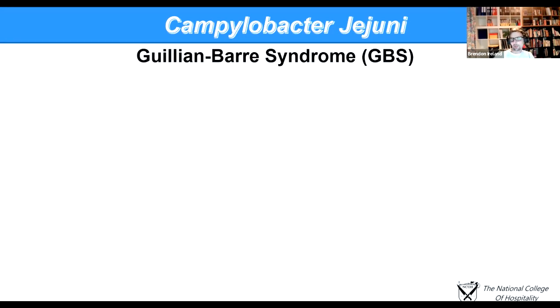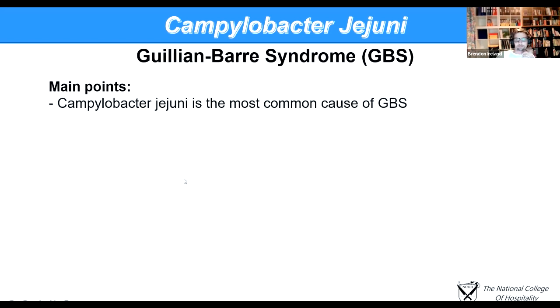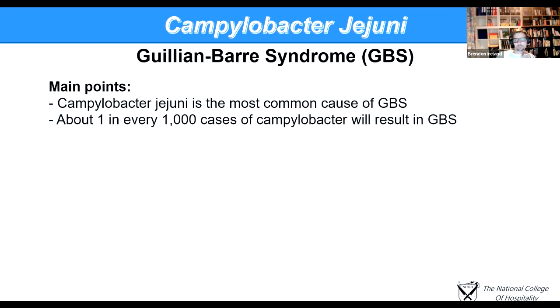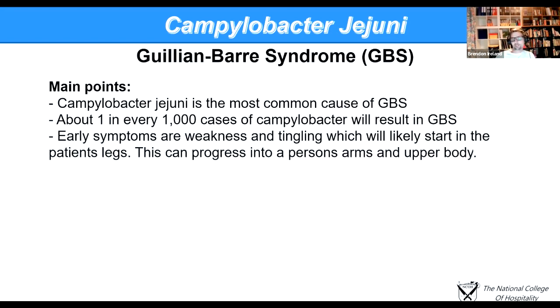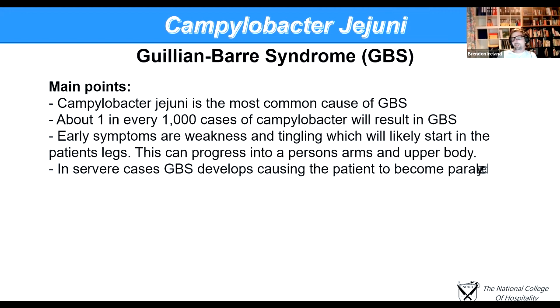But for Guillain-Barré syndrome, the main points we want to identify from this are that Campylobacter jejuni is the most common cause of GBS. About 1 in every 1,000 cases of Campylobacter will result in GBS. Early symptoms are weakness and tingling, which is likely to start in the patient's legs. This can progress onto the person's arms and upper body until it takes over the whole body. In severe cases, GBS develops, causing the patient to become paralyzed.